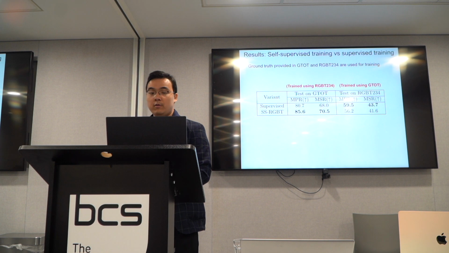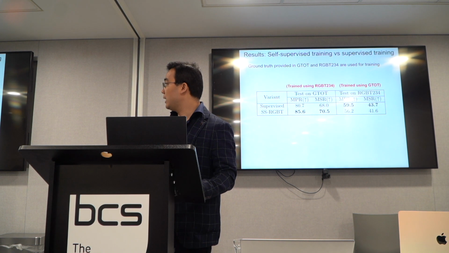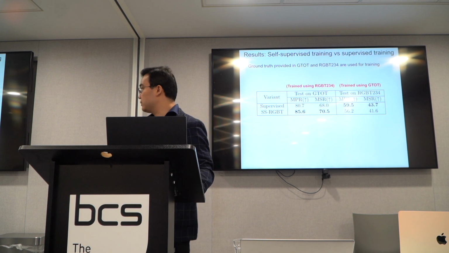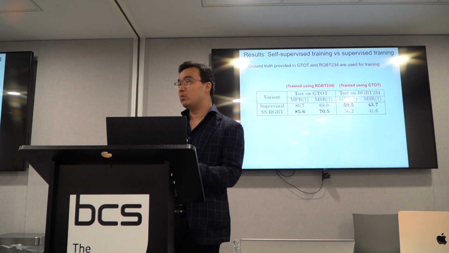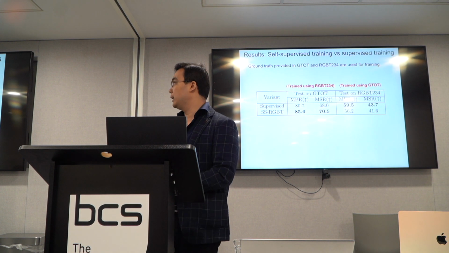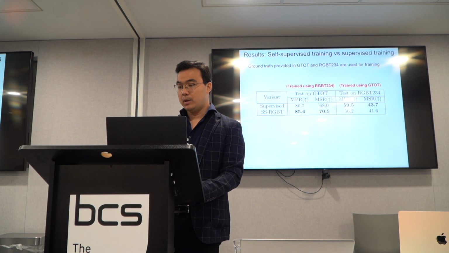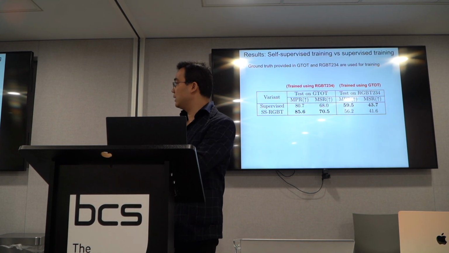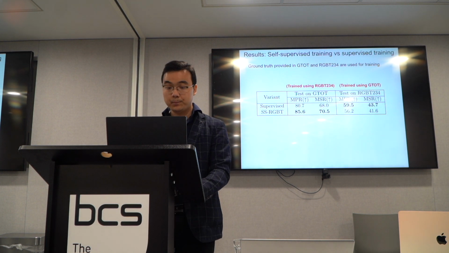I also compared our idea with supervised training. An interesting finding is that on the GTOT dataset, our self-supervised training is more effective than the supervised training. The possible reason is that when we only use the center patch from the training set, we can generate more diverse data compared to the ground truth bounding box. But when we use a small dataset to train and test the result on a larger dataset, there's still a gap between our method and the supervised training.